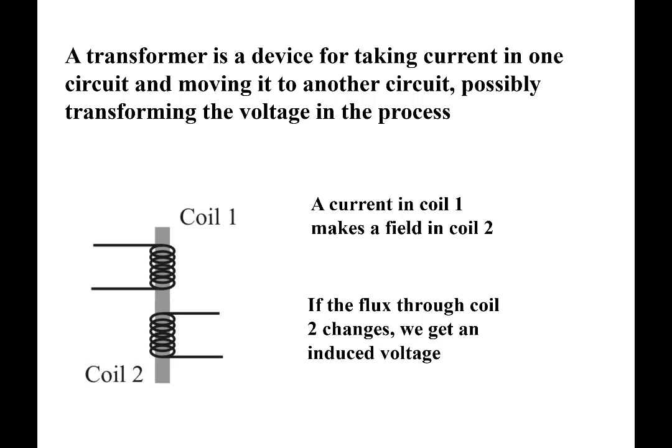induce a current in coil two by creating a magnetic field in coil one that flows through the metallic bar through then the center of coil two. Now, if the flux through coil two changes in time, we get an induced voltage or an induced current, depending on how we want to calculate it.